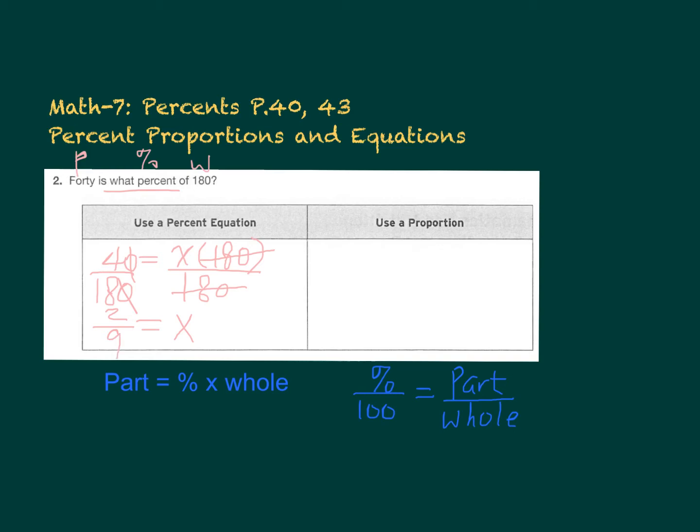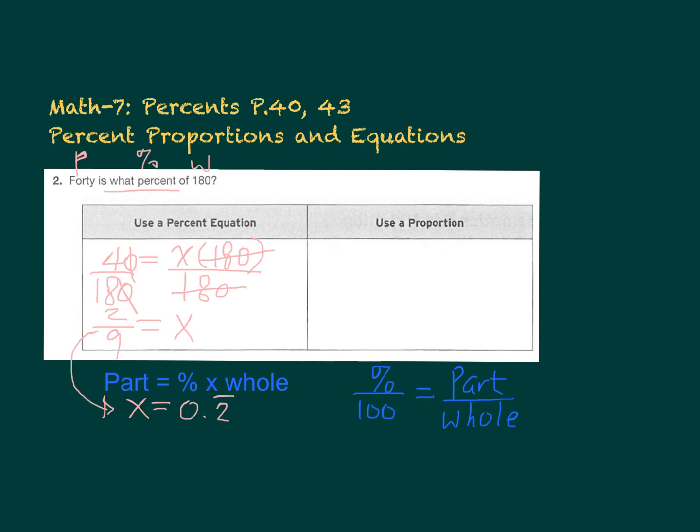Okay, x equals 2/9. 2/9 doesn't really look like a percent to me. It looks like a fraction. So what you're supposed to do at this point is to convert this fraction into percent. Okay, I'm running out of room, so I'm just going to go out of the box here. At this point, you could grab your calculator and do 2 divided by 9. And when you do 2 divided by 9, you're going to get a repeating decimal.